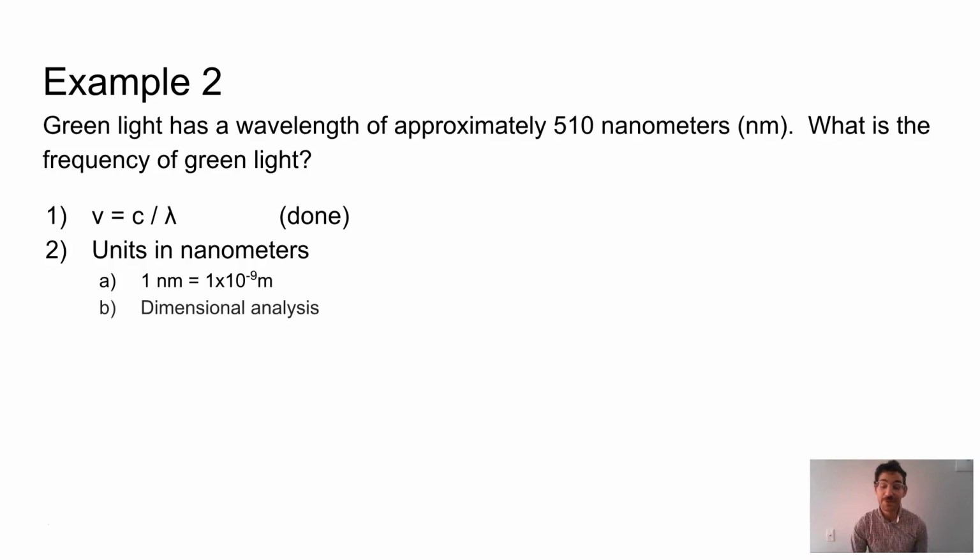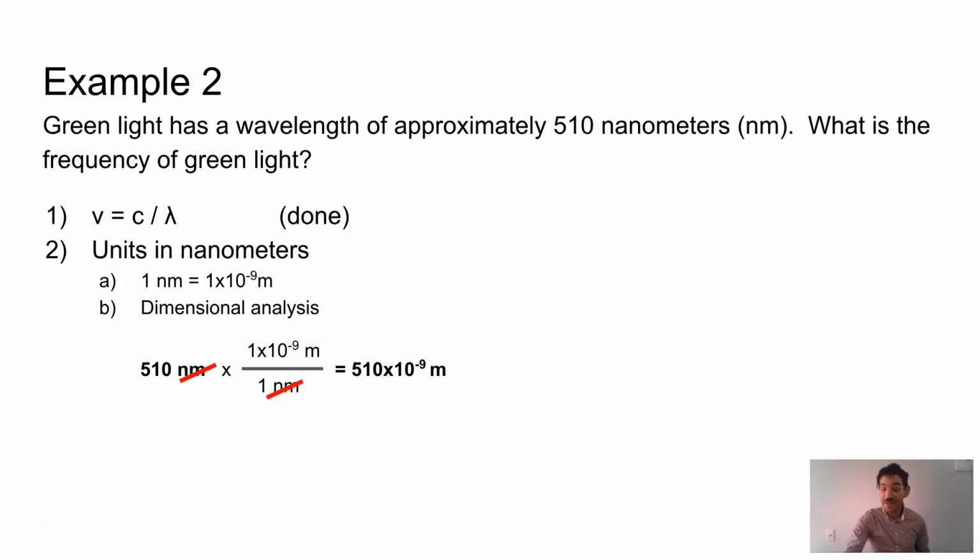Well, first thing we're going to need to do is some dimensional analysis. We're going to need to convert our 510 nanometers into meters. So we will multiply that by this conversion factor, putting our old units in the bottom so that they're going to get canceled out. And then we will just multiply through. So we'll do 510 times 10 to the minus 9 meters. And so this is going to give us 510 times 10 to the minus 9th.